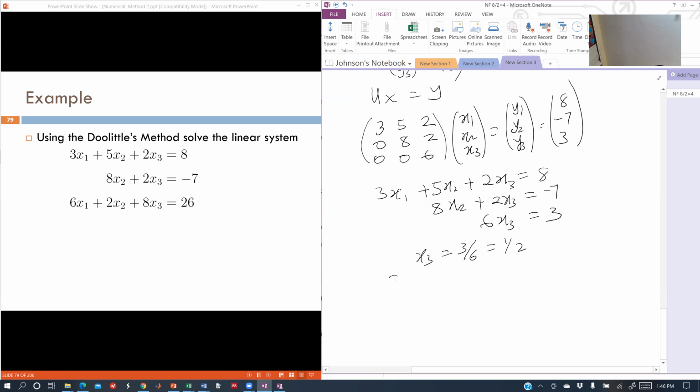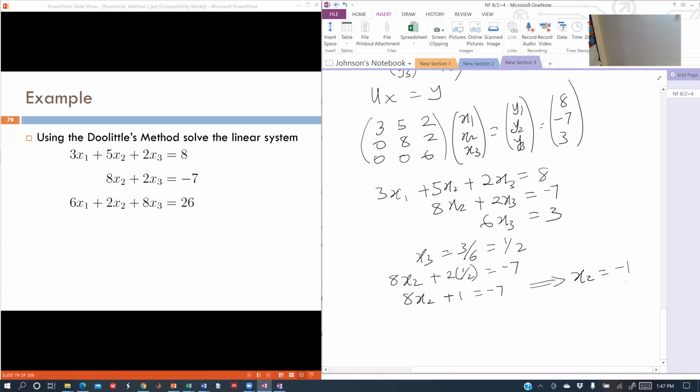Then we have 8. We put that into equation 2 and get 8x2 plus 2 into 1 over 2 minus 7. This gives us 8x2 plus 1 is equal to minus 7. So solving that, we get our x2 to be equal to, I think, negative 1. Also, when this goes there, you get negative 8. When you send this guy across, you get negative 8 divided by 8, so negative 1.